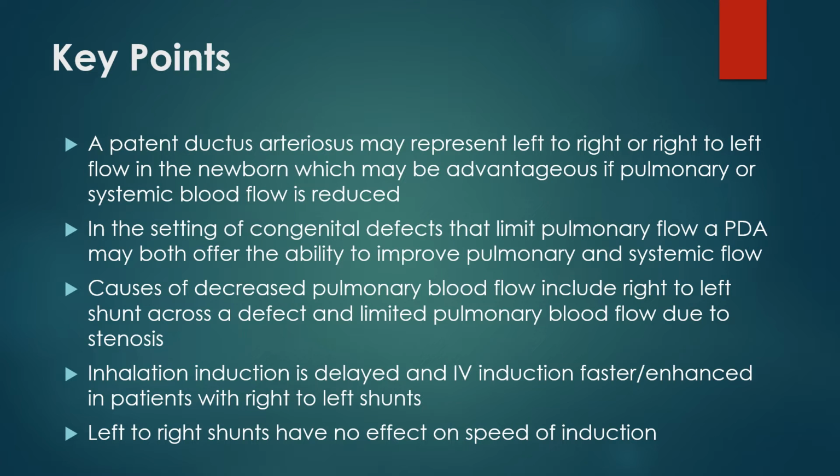So a few key points. PDA may represent left to right or right to left flow in the newborn, which may be advantageous if you have pulmonary or systemic blood flow that's reduced. If you've got a patient that ends up having low systemic blood flow, as we talked about with coarcs, sometimes the PDA is useful. If you have reduced pulmonary blood flow, such as pulmonic valve stenosis, or if you have a TET baby, sometimes the PDA has some utility as well.